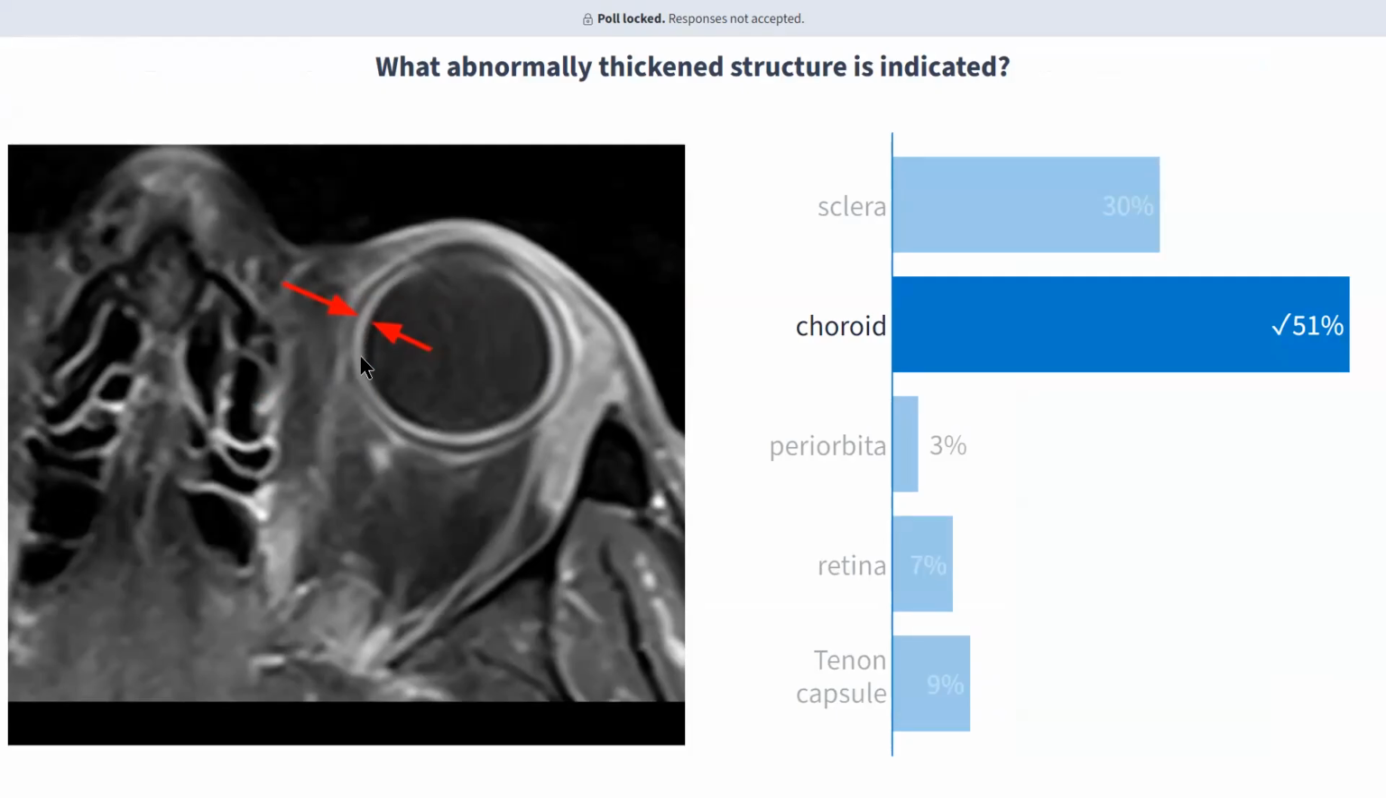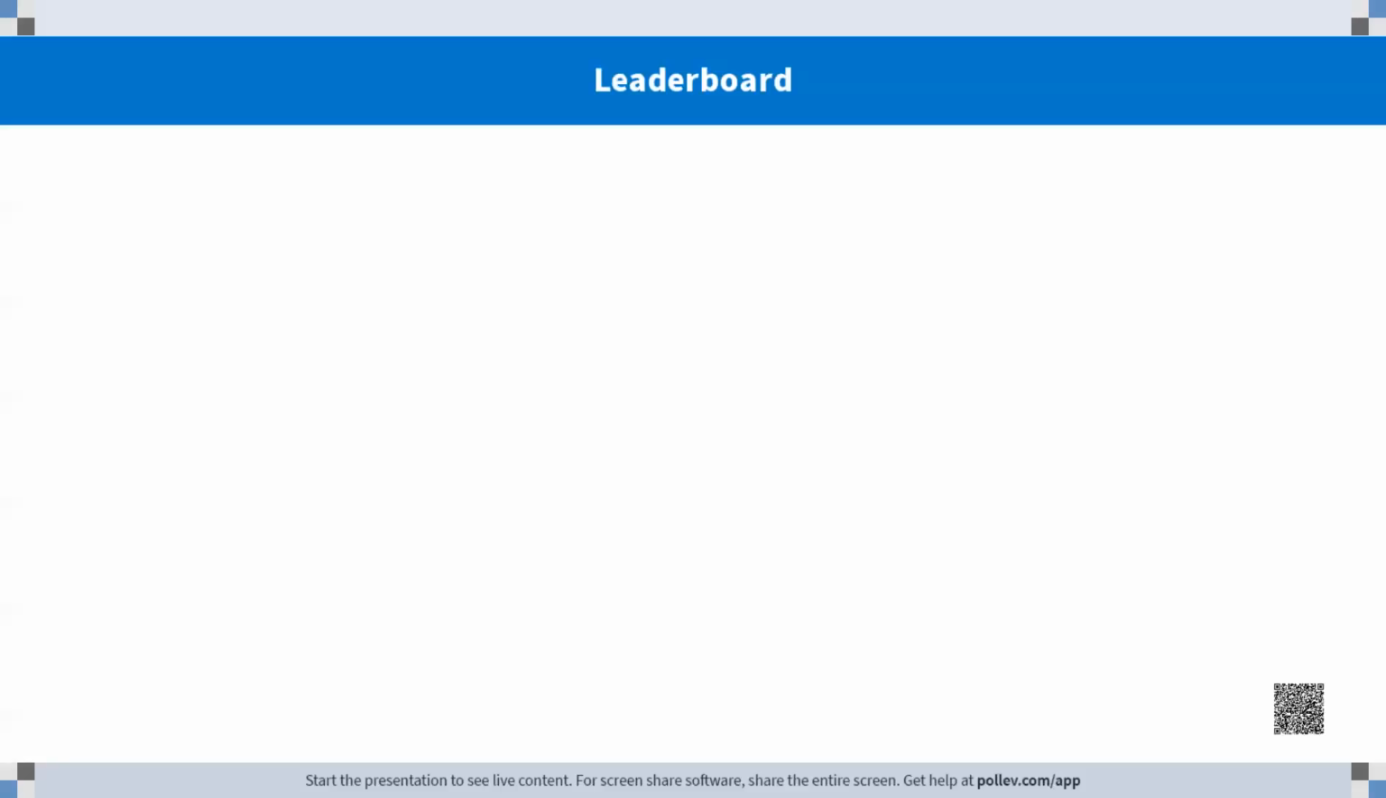But this was a case of uveitis. There's abnormal thickening and enhancement of the choroid. This was a disorder called Vogt-Koyanagi-Harada disease, but you don't need to know that. You just need to know that the anatomy of the globe wall is in multiple layers, and to be able to recognize that this is abnormal thickening of the choroid.